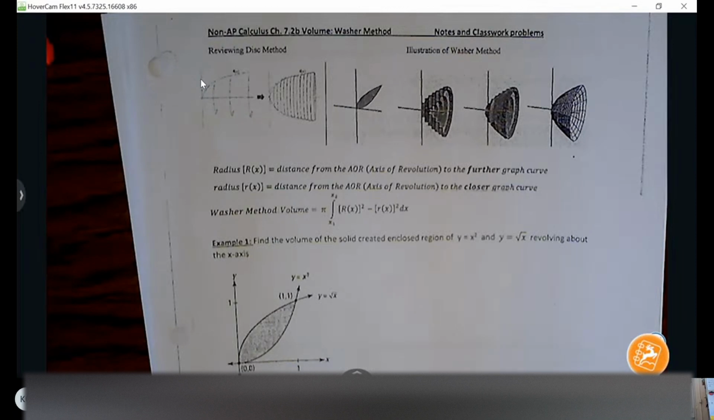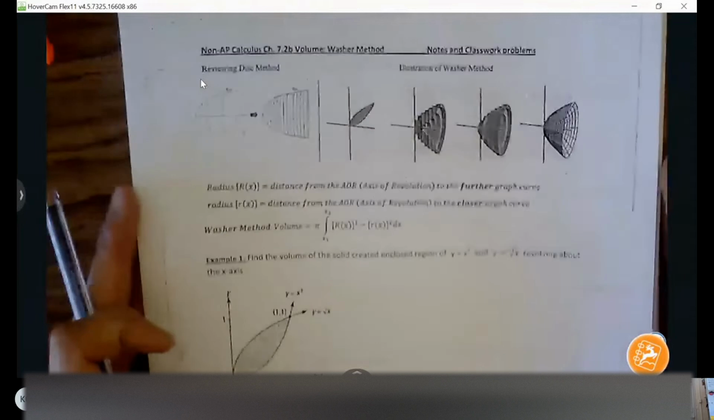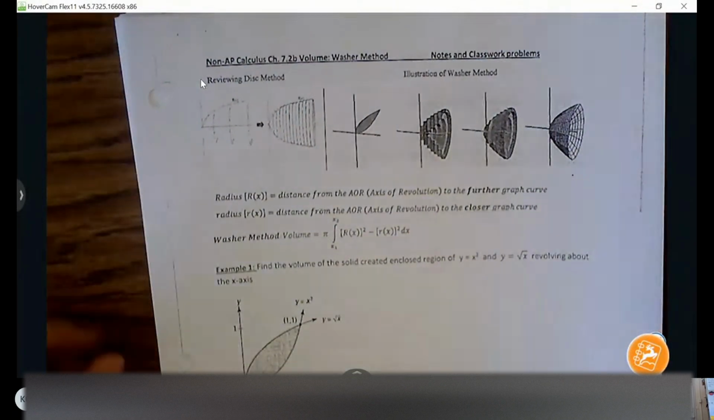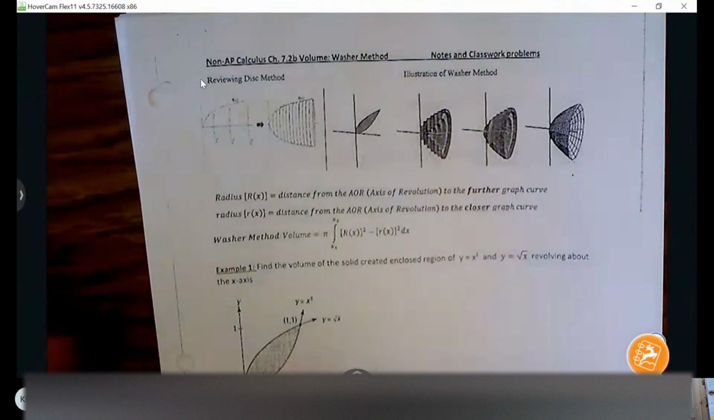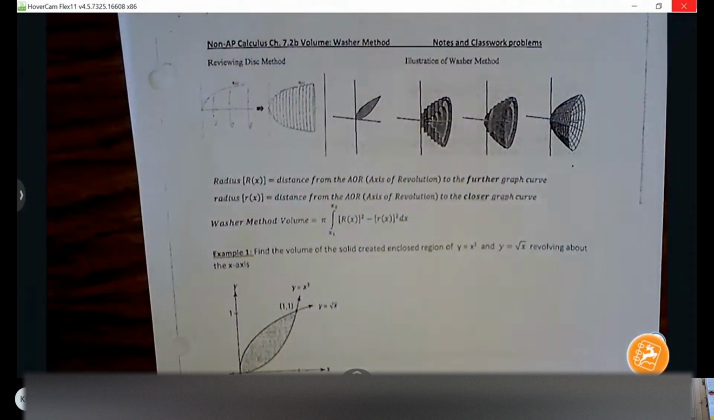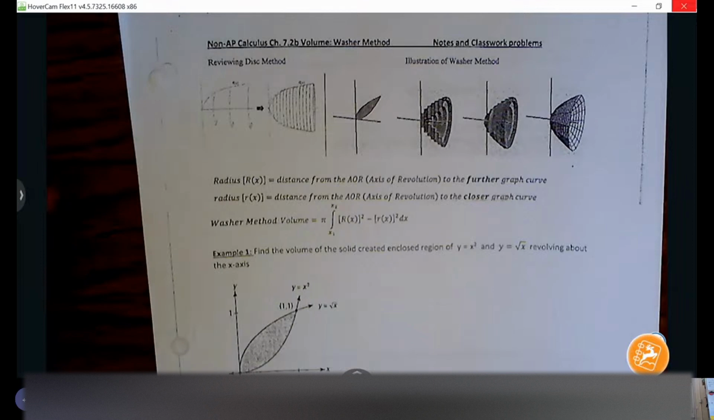Today, we're going to be extending the idea of volume into what we call the washer method. So a lot of what we did with this method is going to apply here still. We just have to do a little bit extra with our formula to adapt to a slightly different object in terms of its volume. Okay, you guys have the notes in front of you. Let's review this method first.